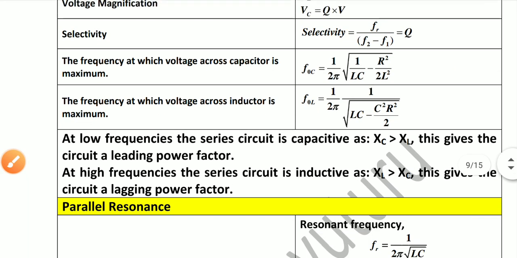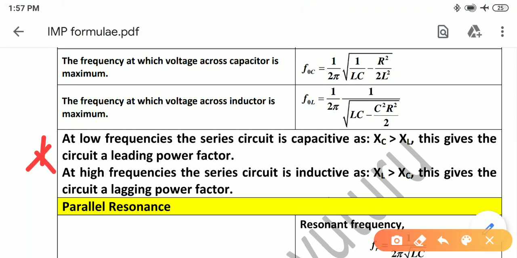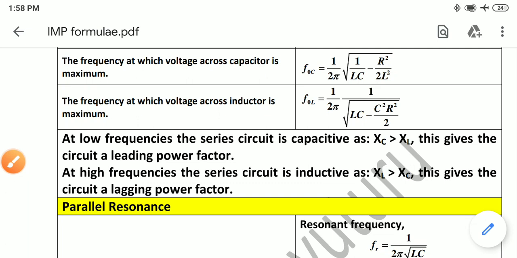This is a very important relation from an objective point of view. At low frequencies, the series circuit is capacitive as XC is greater than XL. This gives the circuit a leading power factor. Therefore, at low frequencies, the circuit behaves like a capacitive circuit and the power factor is leading. Similarly, at high frequencies, the circuit behaves like an inductive circuit. Therefore, XL is greater than XC and the power factor is lagging. Whereas at resonant frequency, the circuit behaves like a pure resistive circuit and the power factor is 1, that is unity. So these three relations are very important for the series resonance condition.